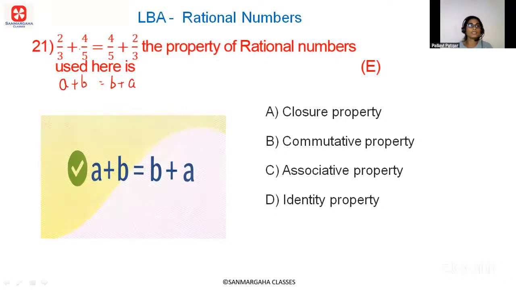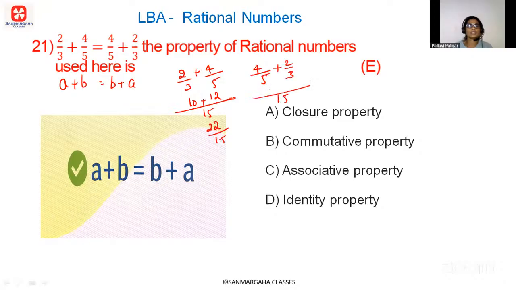Look at 2 by 3 plus 4 by 5. Adding this, how much do we get? Here LCM is 15. 5 3s are 15, 5 2s are 10, plus 3 4s are 12. So this is 22 divided by 15. Right hand side, 4 by 5 plus 2 by 3. So 15 in the denominator, 3 4s are 12 plus 5 2s are 10. So this is equal to 22 divided by 15.